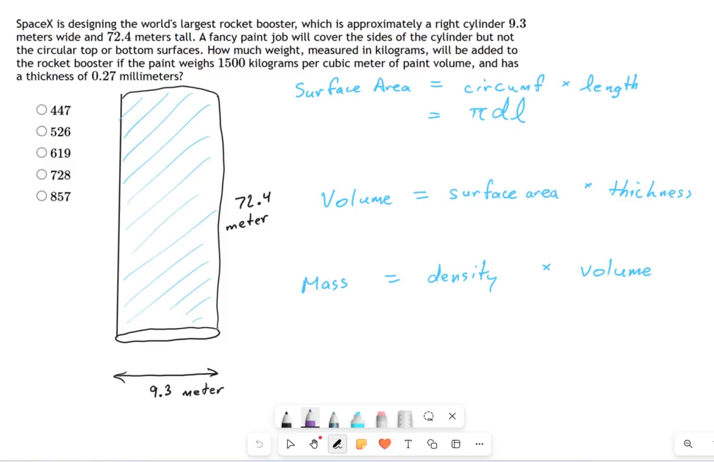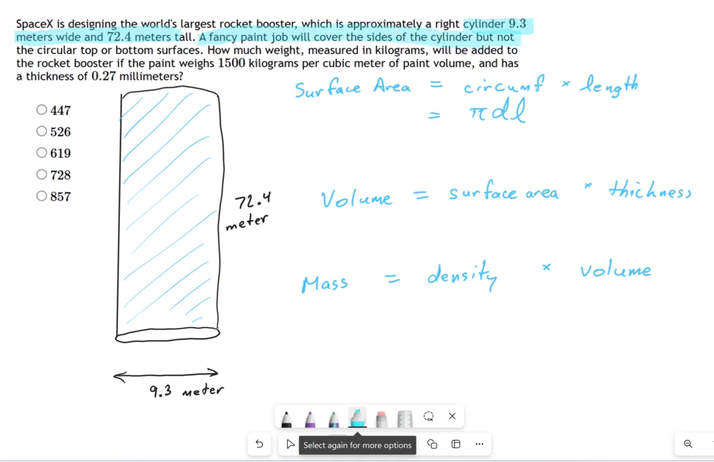Volume and surface area questions can be a little tricky, and this one is actually asking you to measure surface area and a sort of volume, and take it one step further and calculate weight. Look at what's being asked here. We're told we have this giant rocket, which is, for our purpose, just a cylinder. It's 9 meters wide, 72 meters tall. So we're asked to figure out how much paint is going to cover this thing.